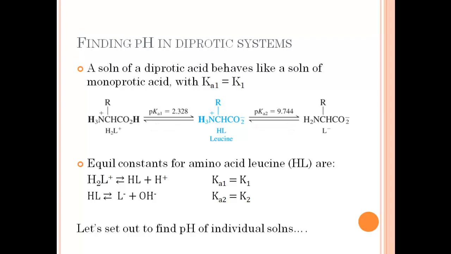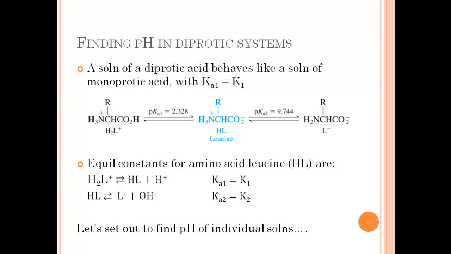A general statement that I'm going to say is that a solution of diprotic acid behaves like a solution of a monoprotic acid, which should be a relief because we know how to deal with monoprotic acids already. So if I wanted to write the equilibrium constant for this amino acid, HL, I would start with the most protonated form, which would be, of course, H2L+, because it has two acidic protons. So the first one has a pKa of 2.328, and that's the proton on the carboxylic acid. But anyway, if we start with the most protonated form, it would be H2L+ dissociates to HL plus H+, and that's your K1.